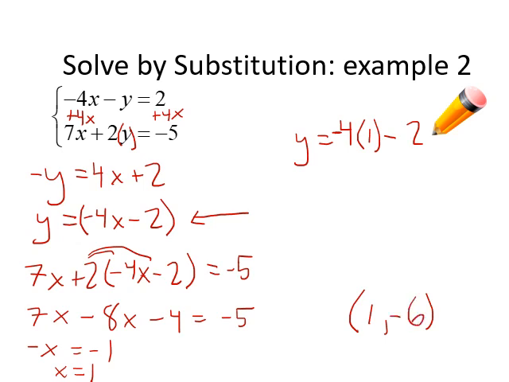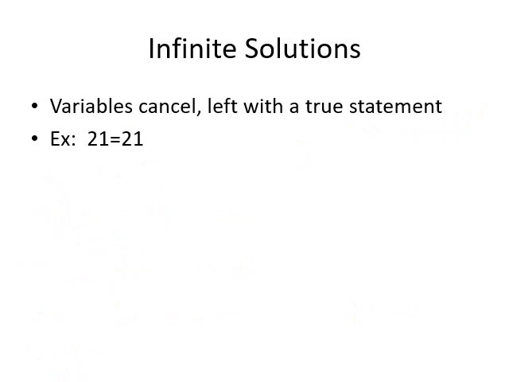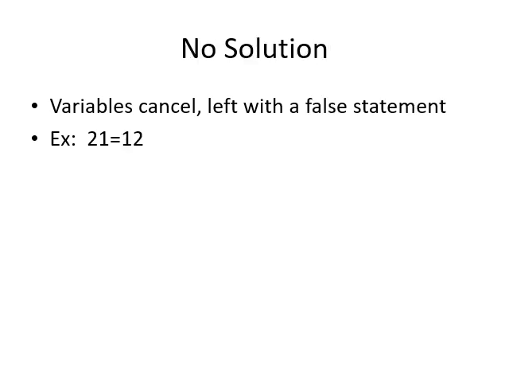Now there are two other types of solutions we can get. Remember, in a system, it's either one solution, which we just got. The other type is infinite solutions. That is the case when the variables cancel out and leave a true statement. Okay, like 21 equals 21. That would be an infinite solution system. And if the variables cancel and we're left with a false statement, like 21 equals 12, that is not true. So that is no solution.